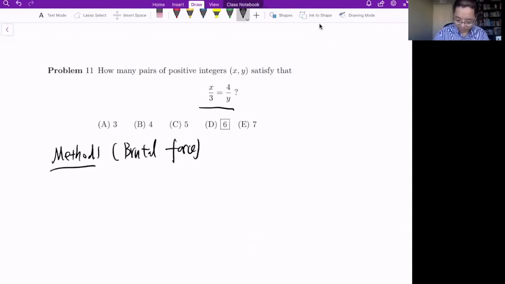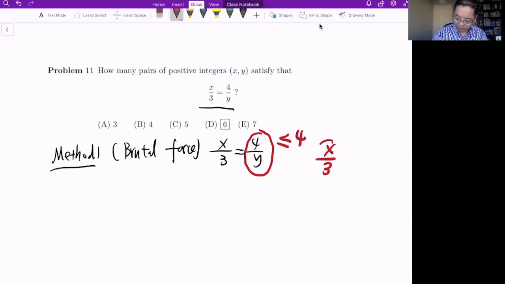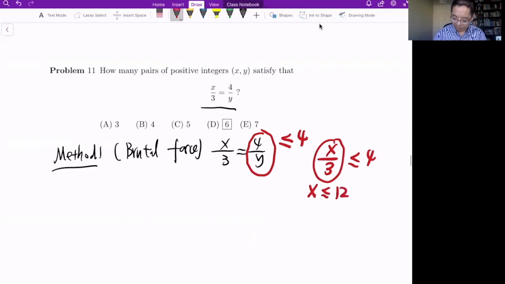So brute force is if you have x over 3 equals 4 over y. If you look at the right-hand side, this one is at most 4 because y is at least 1, right? So this cannot go beyond 4. So x over 3, this fraction, cannot go beyond 4. x divided by 3 cannot exceed 4, so we know x is at most 12. So x is from 1 to 12. You just go through different numbers from 1 to 12, and you find those numbers that work. So that's the brute force.